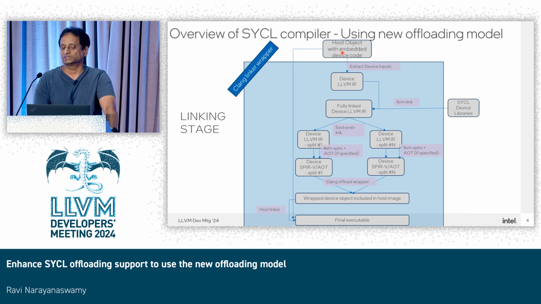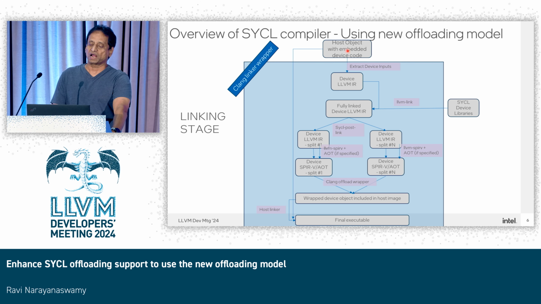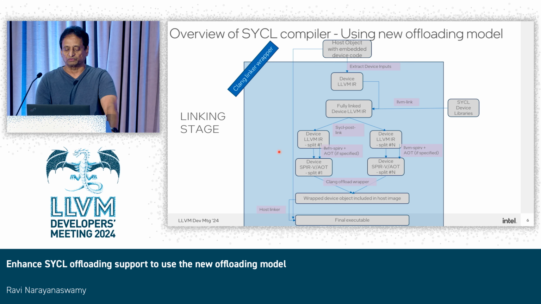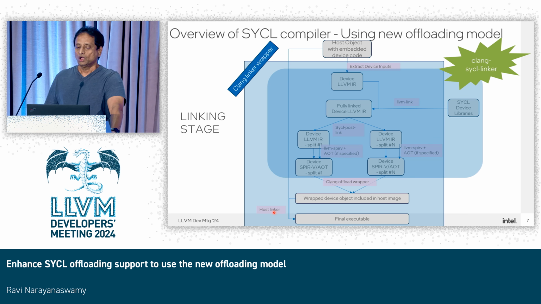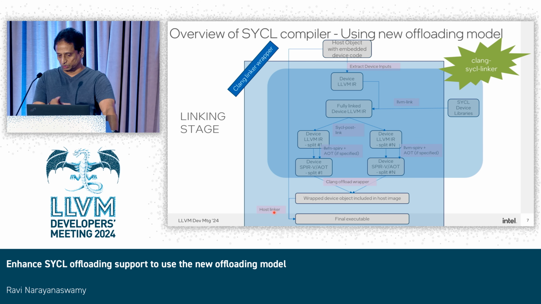The host code comes directly here as an embedded fat binary. So we have already extracted the device code and processed it, and now we have this part of the host code, which we use in this final host linker invocation. The highlighted part is what we're trying to change. We're going to move it into a separate tool called the Clang SYCL linker, and this Clang SYCL linker is going to process all the things highlighted in this darker box.